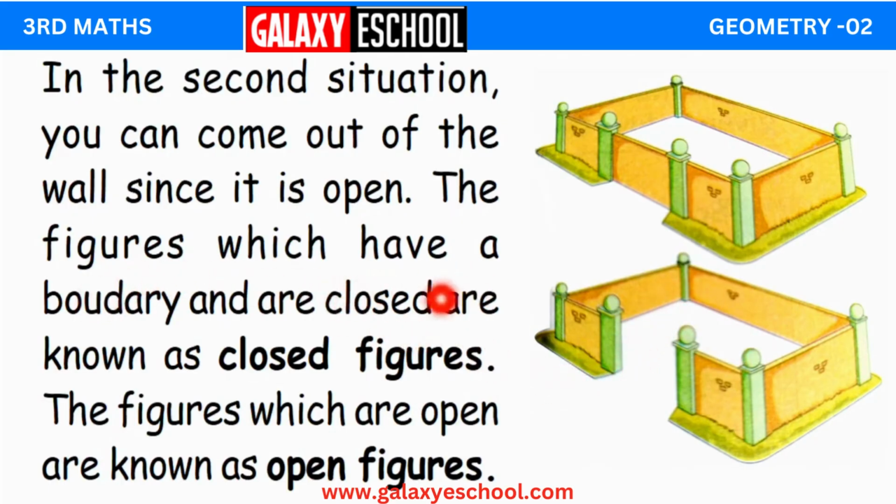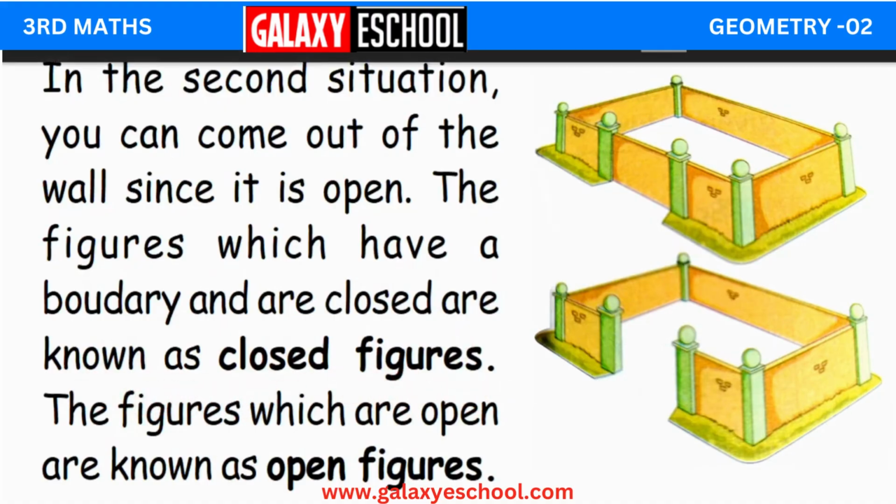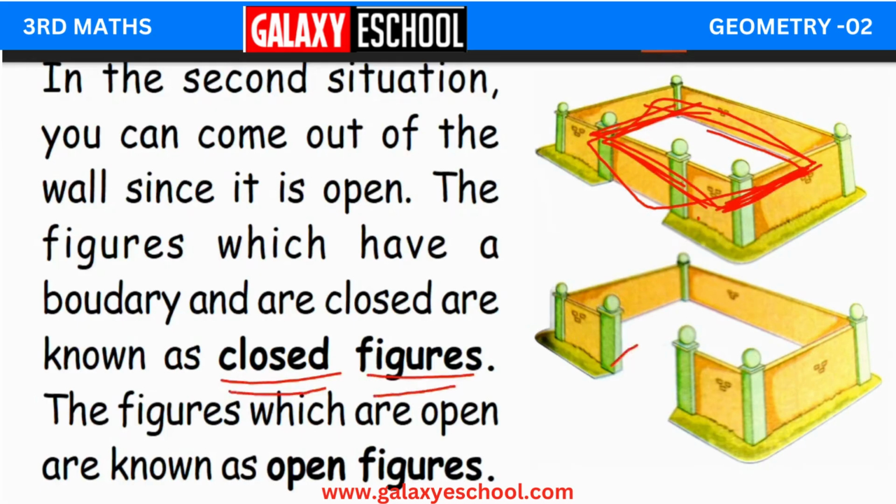The figures which have a boundary and are closed are known as closed figures. The figures which are open are known as open figures. It is very simple. For example, if we draw a figure like this which is closed, there is no way out, it is closed from all the sides. That means it is having a proper boundary. Yes, children, it is having a proper boundary and closed. Such figures are called closed figures.